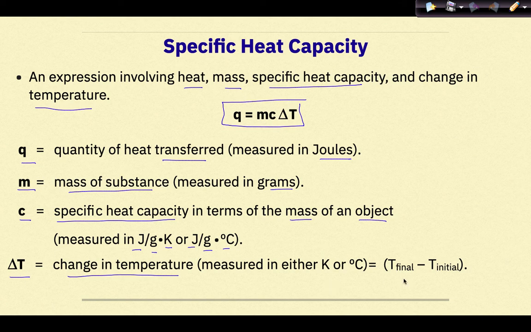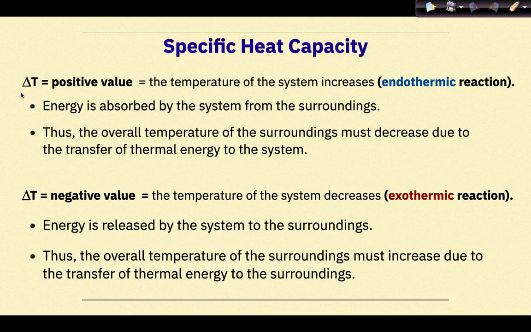Delta T is always temperature final minus temperature initial. If your delta T is a positive value, the temperature of the system increases. This is an endothermic reaction, and it's endothermic because energy is absorbed by the system from the surroundings.